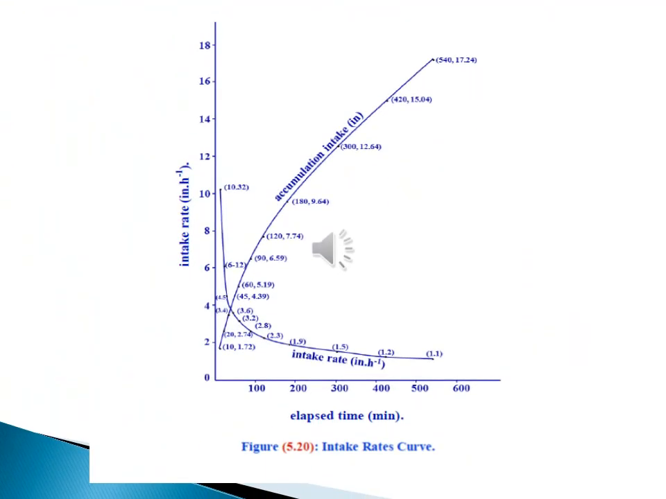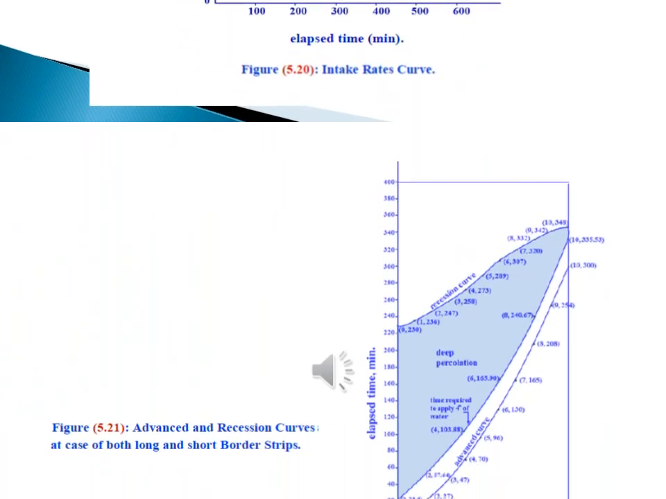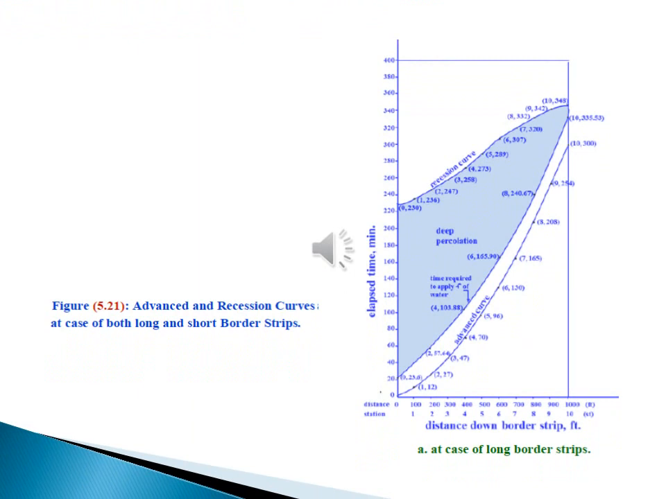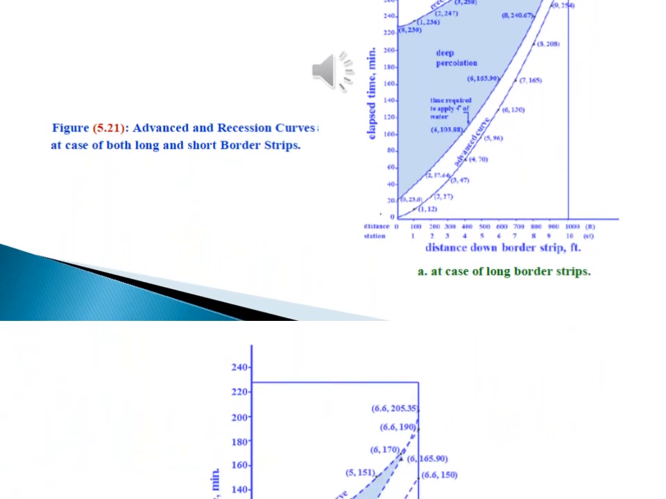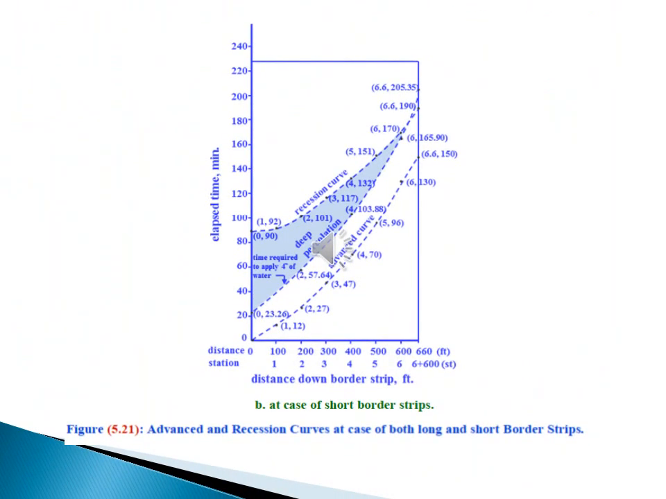Figure showing the intake rate curve as a result of field experiment data. Figure showing the advance and recession curves in the case of long border strips. Figure showing the advance and recession curves in the case of short border strips.